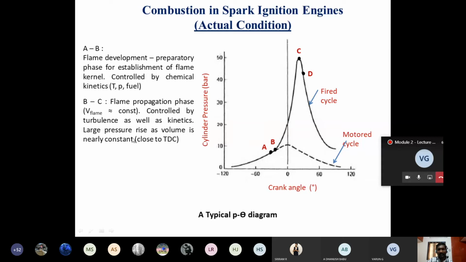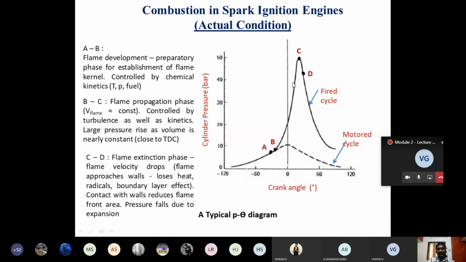Okay, so here you will find a very large pressure rise. This is the pressure at point B, this is the pressure at point C. So this large pressure rise you will experience only during the second stage, right, in stage BC. And the last stage is what we call the after burning stage, CD. So this is also called the flame extinction stage or after burning stage.